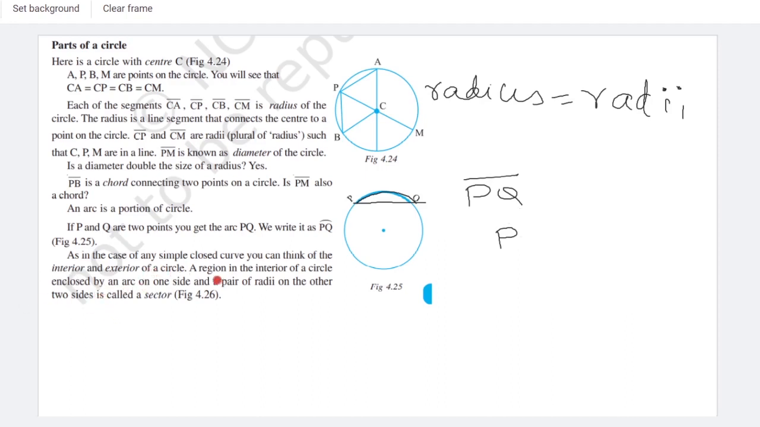As in the case of any simple closed curve, you can think of the interior and exterior of a circle. So any closed curve will have an interior and exterior. The region in the interior of the circle enclosed by an arc on one side and a pair of radii on the other side is called a sector. So what is a sector? This arc and two radius, this portion is called the sector.